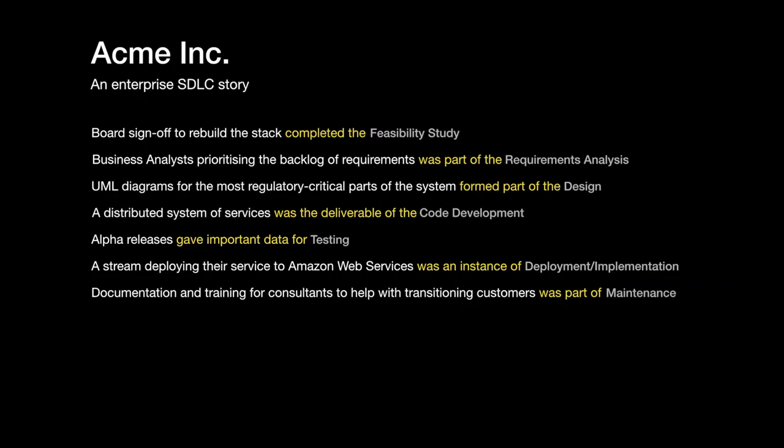Alpha releases gave important data for testing. A stream deploying their service to an Amazon Web Service was an instance of deployment or implementation, although I did mention that streams could pick their own deployment routes. Documentation and training for consultants to help with transitioning customers was part of maintenance.